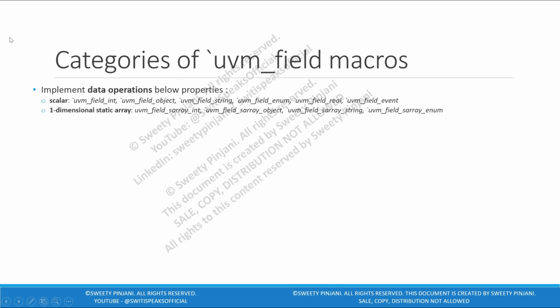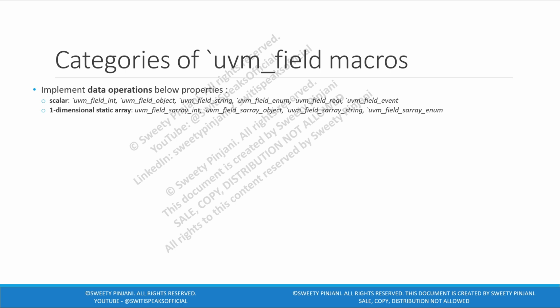Then there can be one-dimensional static arrays. So here, no need to memorize. It is very easy to remember. You just have to remember the category. For scalars, the prefix is UVM field. For a one-dimensional static array, the prefix is UVM field S array. S array stands for static array. Then depending on the data type, you get the name.